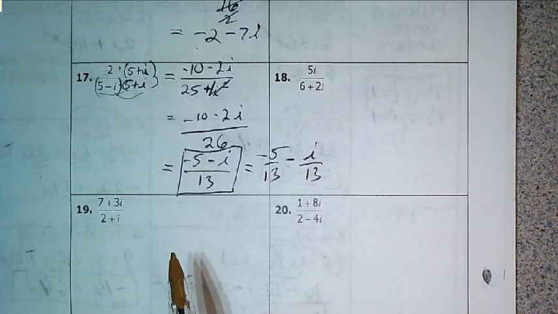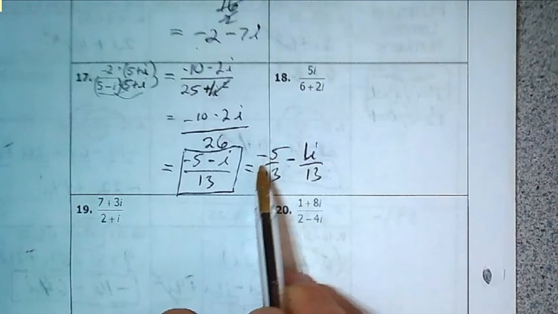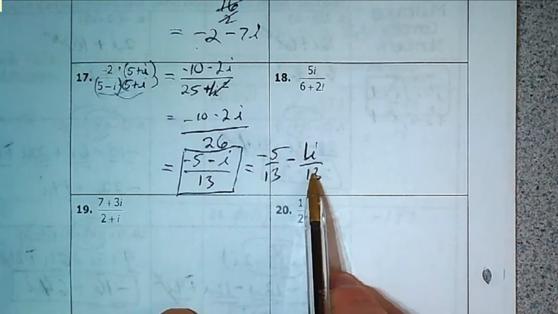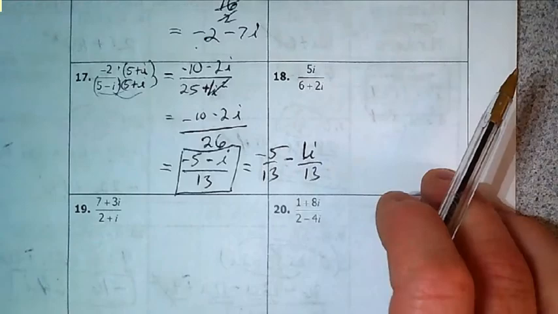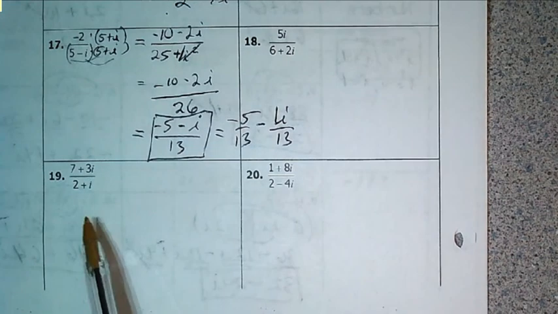This is your official standard form because look what I have. I've got a real part and I've got an imaginary part, and the imaginary part has the I attached to it. Okay? So we can do it that first way. Yeah, you can leave it like this. Okay. Alright, I want you all to try number 19.